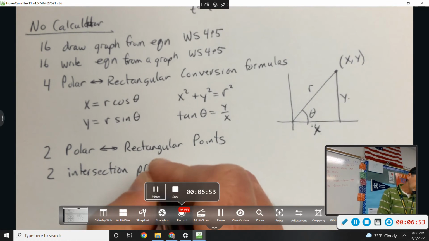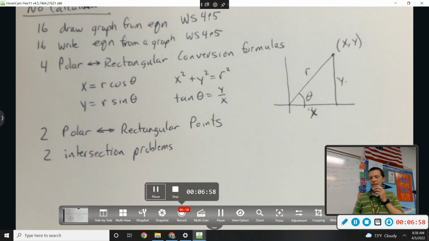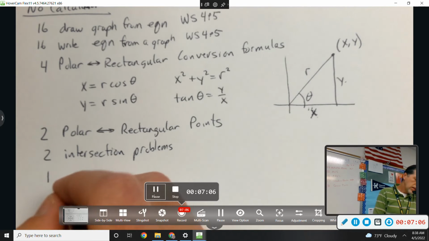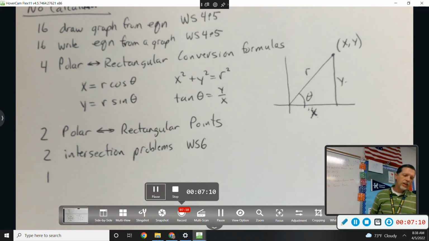Two intersection problems. Again, with graphs provided, so that can help guide your solutions. Are those the intersection ones on worksheet 6? Yeah, that would be worksheet 6, what we just did.